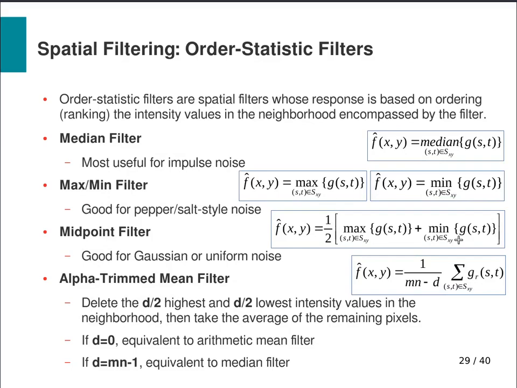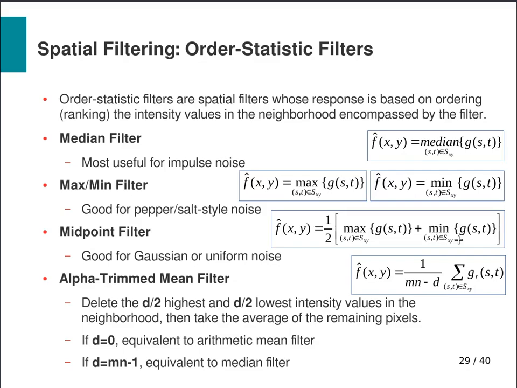Now let's see how order-statistic filters work. In the mean filters, what you did was decide on a neighborhood around the center pixel, and then do some calculations on those intensity values. In those calculations, the order of the intensity values didn't matter, right? But in order-statistic filters, the order does matter, because order-statistic filters are the type of spatial filters whose response is based on the ordering or ranking of the intensity values in the neighborhood.